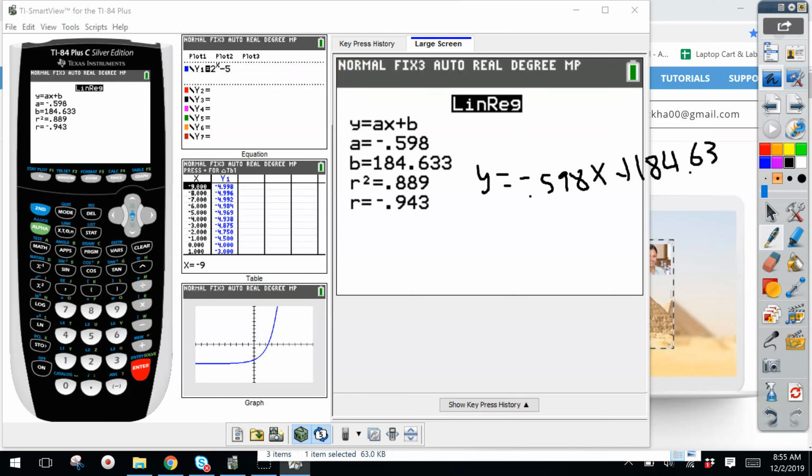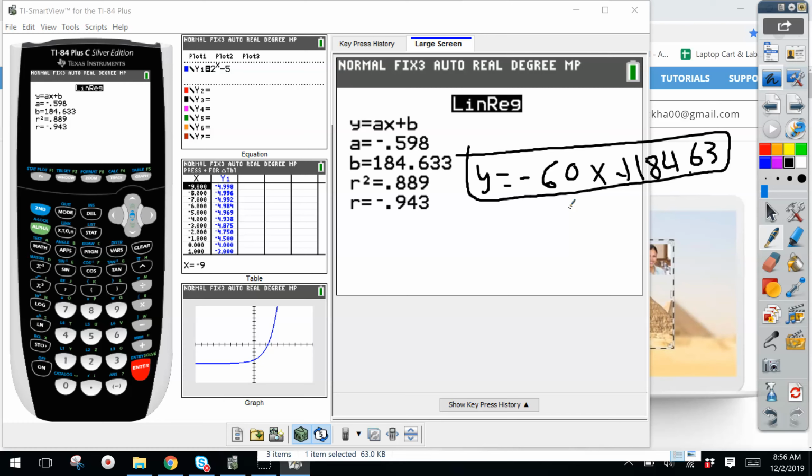184.63. I usually just round to the nearest 100th value, so honestly the slope, you could have just written it, so if you round up, this would actually just go to 0.60. You don't necessarily need to do this, but I honestly like to, that way we can compare our values pretty easily. So that's going to be my equation in slope-intercept form.